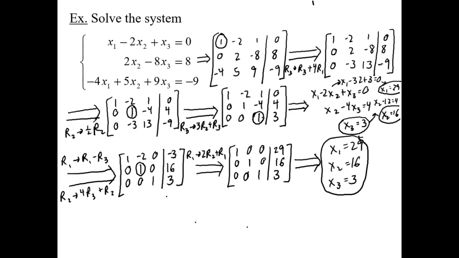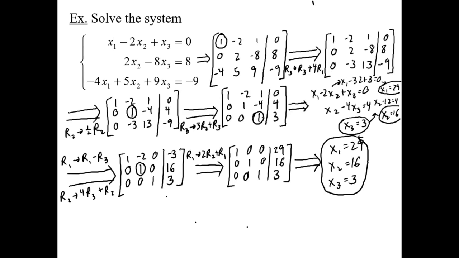On tests and things, the directions will just say solve the system. I'm not going to tell you it has to be reduced echelon form or it has to be echelon form. I'm not going to ask you that. So the choice is yours.